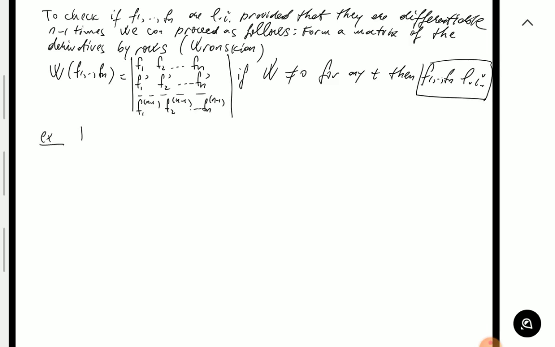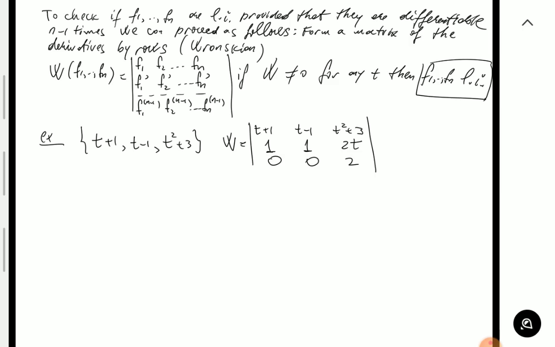So let's say you have a set of functions given by t plus 1, t minus 1, and t squared plus 3. Especially if you have polynomials, this works very nicely, right? In this case, the Wronskian will be with the functions themselves on the first row, the first derivative of them, and then the second derivative of them, until you form your square matrix, in this case a 3 by 3 matrix. So we're going to expand the determinant by the last row.